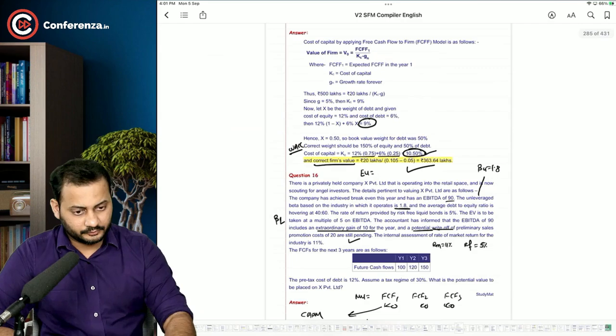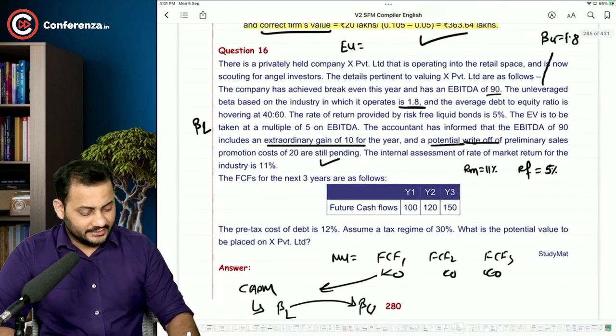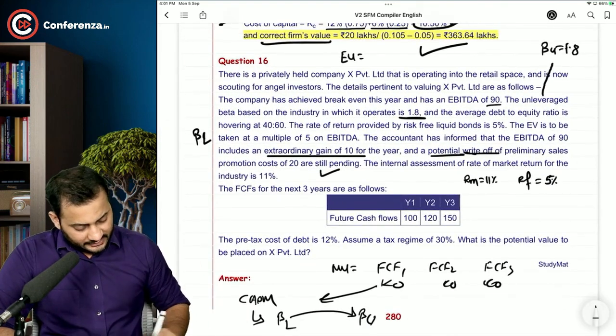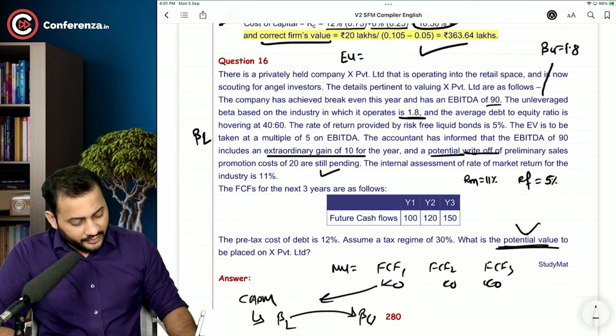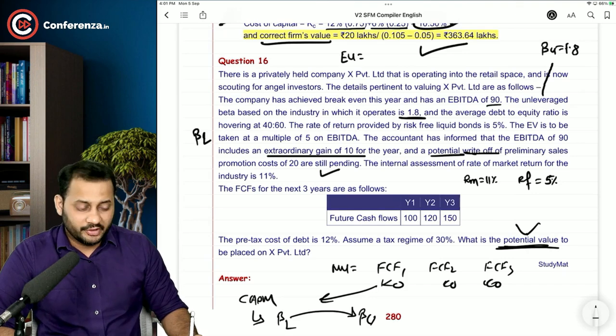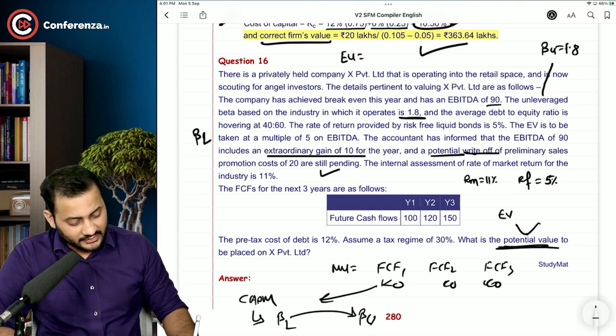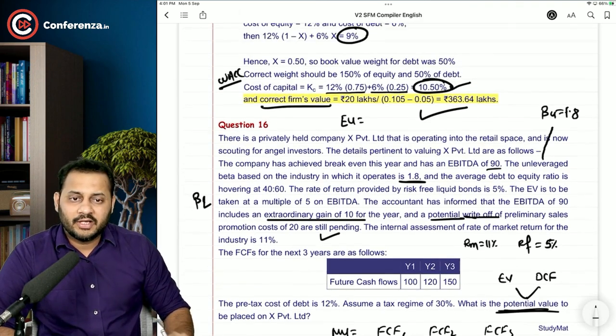Let's see. So what I can say is, what the question is asking us, calculate the potential value of this company. There are two ways to calculate the value of this company according to the data. First one is the enterprise value. Second is the discounted cash flow method. Enterprise value is very simple, sir.